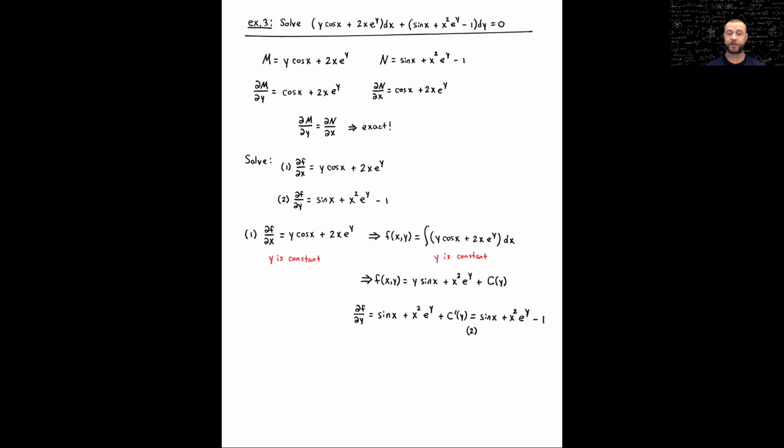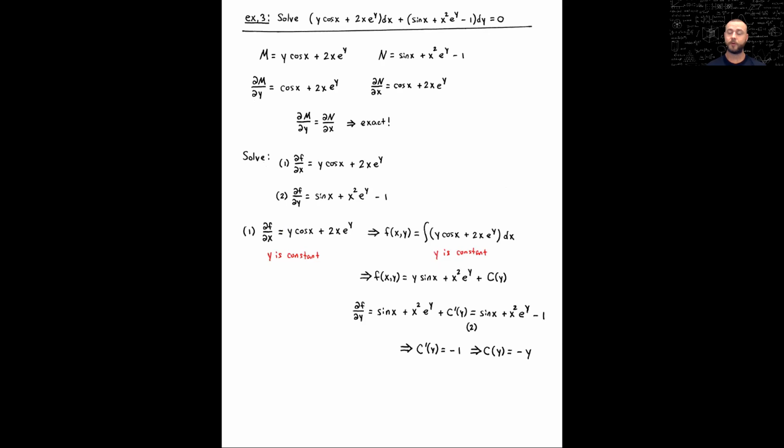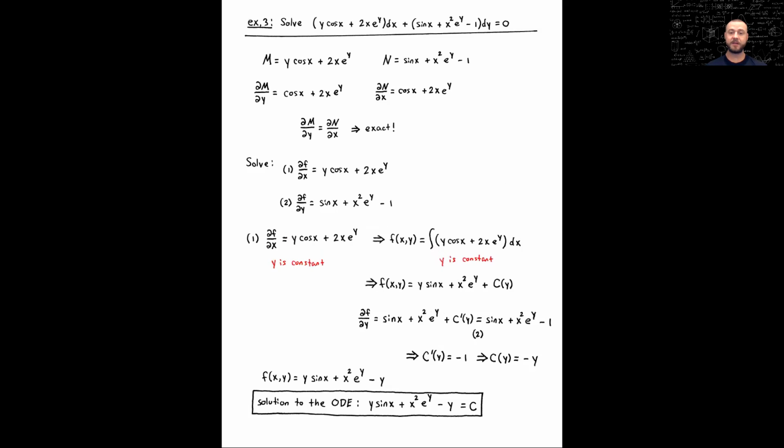All right, and if you do that correctly, what you should have are terms only involving y, since c prime of y denotes only a function of y. All right, notice the sine of x term cancels out, x squared e to the y cancels out, and we're left with this equation, c prime of y equals -1. Undo the derivative yet again, and you should find that c of y equals -y. All right, we can plug that back into the function of x and y and replace c of y with -y. The solution to our ODE would be that function of x and y, equals a constant.